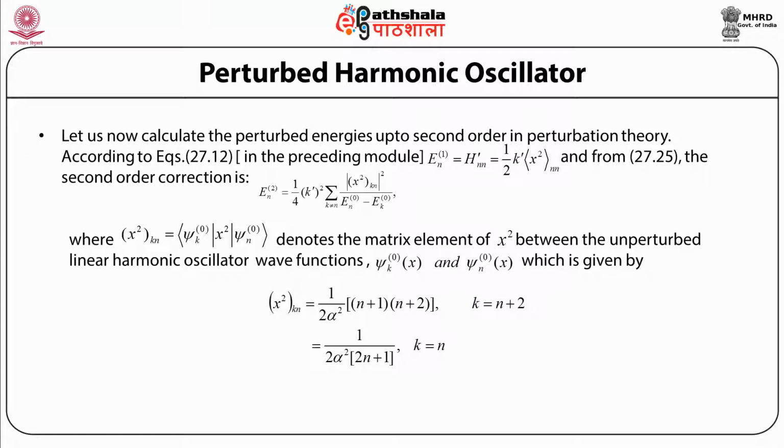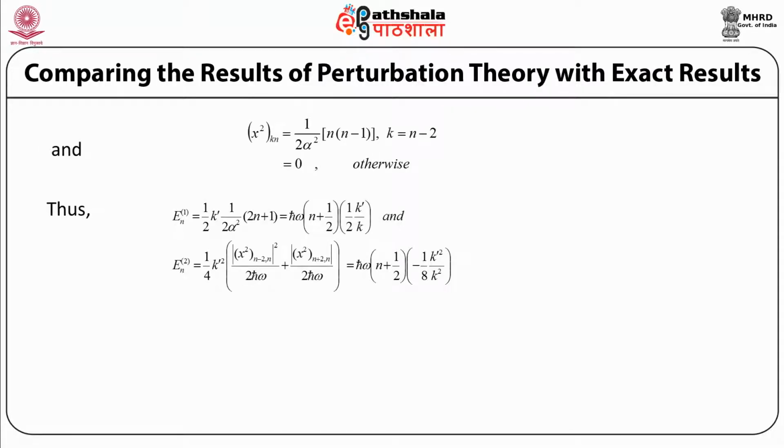This is given by x square kn equal to 1 by 2 alpha square into square root of (n plus 1) into (n plus 2) for k equal to n plus 2, and equal to 1 by 2 alpha square into (2n plus 1) for k equal to n. Comparing the results of perturbation theory with the exact result, x square kn is equal to 1 by 2 alpha square into square root of n into (n minus 1) for k equal to n minus 2, and equal to 0 otherwise.